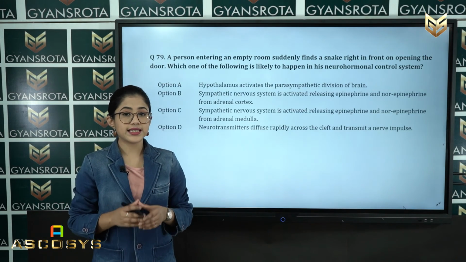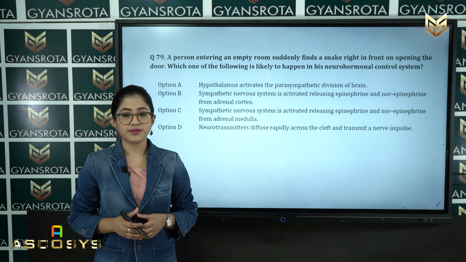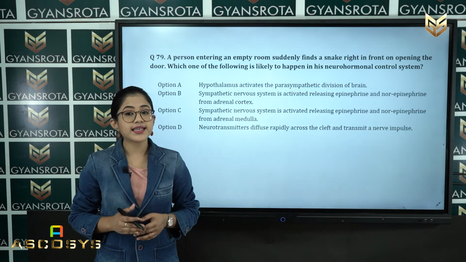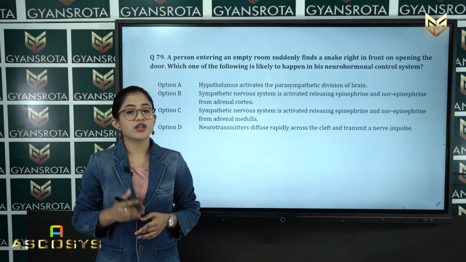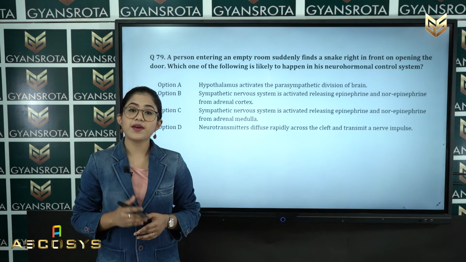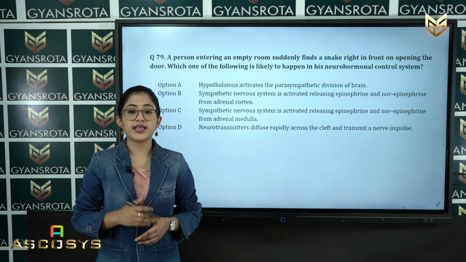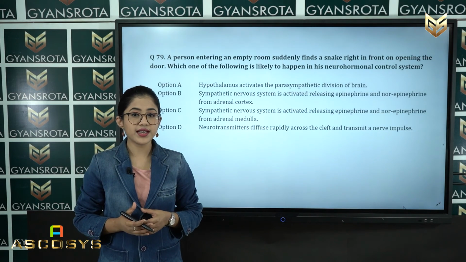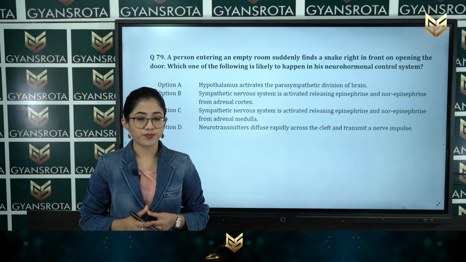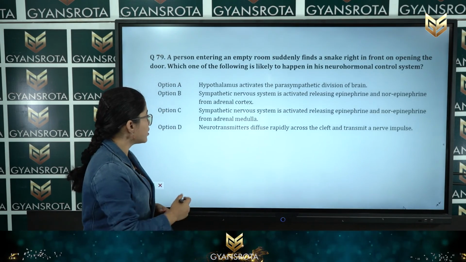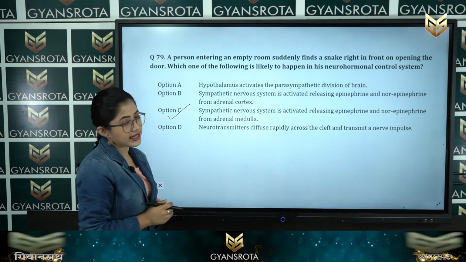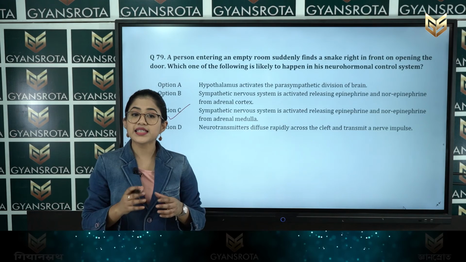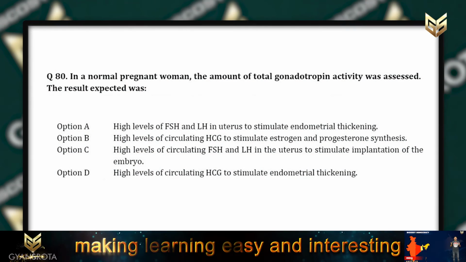The correct answer is sympathetic nervous system is activated releasing epinephrine and norepinephrine from adrenal medulla. They are released when there is any emergency situation, right? So, that is the stress hormone. So, from these 4 options, option C is the correct one. Now, let us see the next question, that is question number 80.